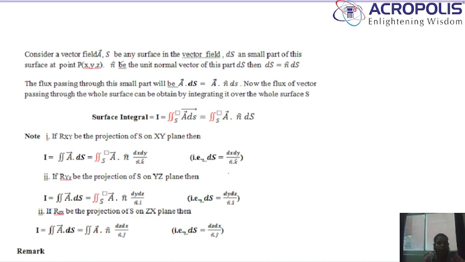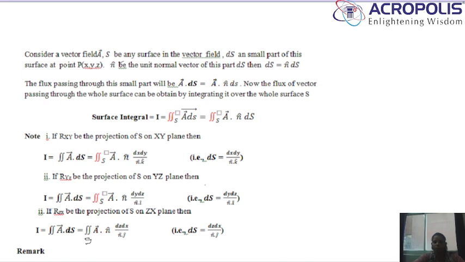Similarly, if the projection of the surface lies on the yz plane, then the value of the double integral of A dot ds will be the surface integral of A dot n cap dy dz upon n cap dot i cap. Similarly, if the projection lies on the zx plane, then we define the surface integral in this manner: double integral over S of A dot n cap dz dx upon n cap dot j cap. Here i, j, k are the unit vectors along the x-axis, y-axis and z-axis.